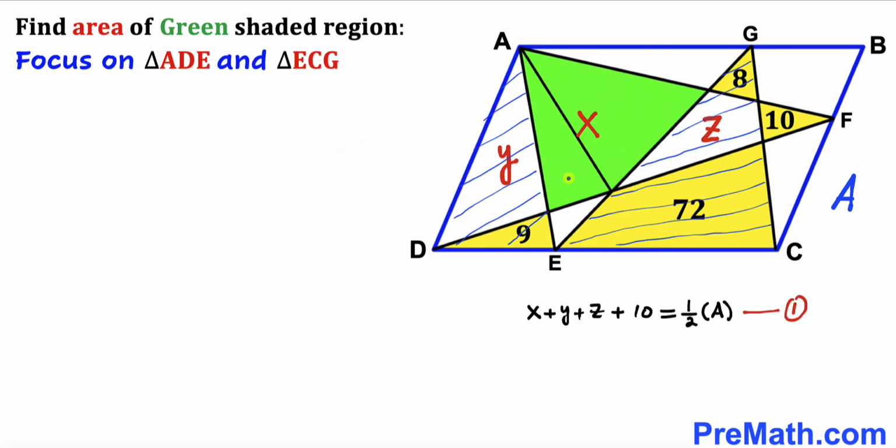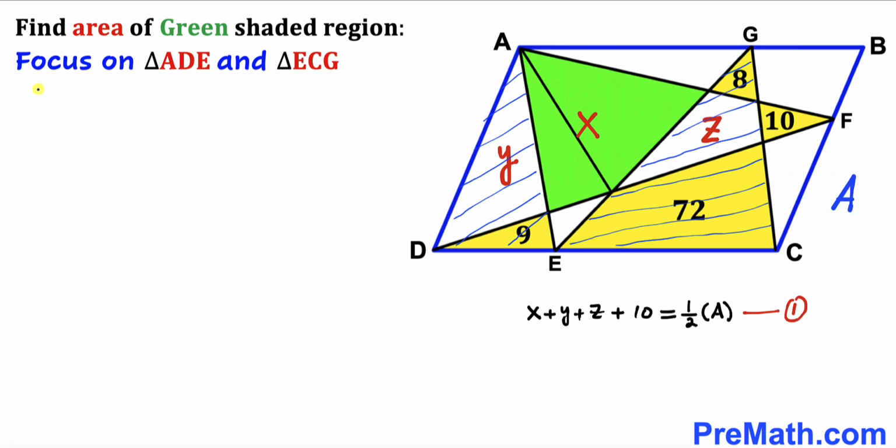And here's our next step. Let's focus on these 2 triangles. This individual triangle ADE and this another triangle ECG. And we can see the area of these 2 combined triangles is going to be equal to the half of the area of this whole parallelogram as well. And now we can see the area of this triangle is going to be Y plus 9 plus 8 plus Z plus 72 is going to be equal to the half of this area A.